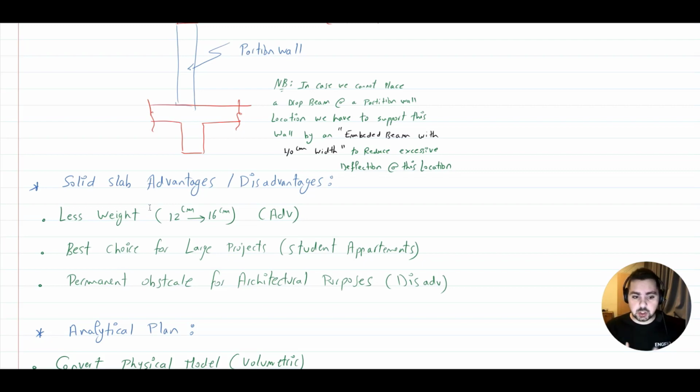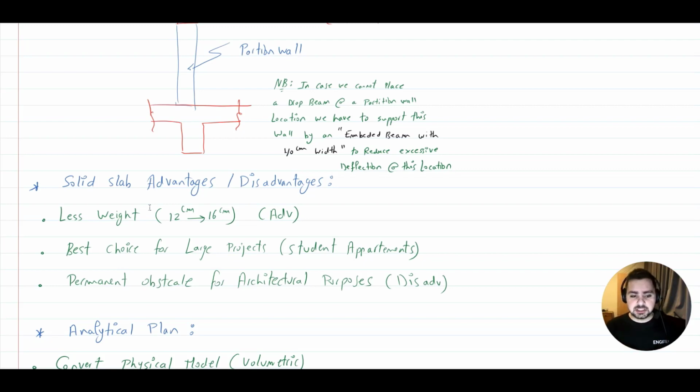Now, it is also the best choice for large projects, and especially if you have a typical architectural design that is not really complicated, we always resort to solid slab systems. For example, a student apartment that does not have complicated architectural design concepts, then we go for a solid slab system as it is usually the best choice for us.